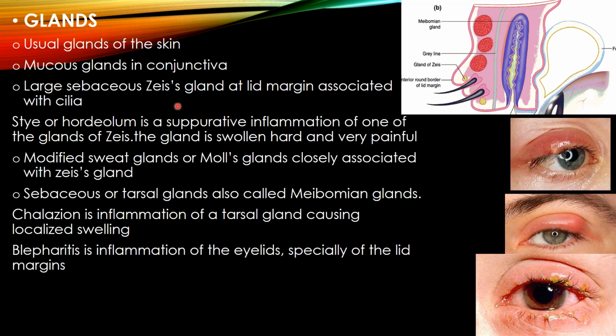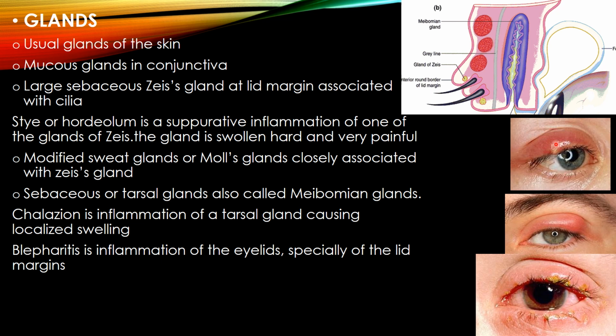Talking about the glands included in each eyelid, it has sweat glands of the skin and the mucous glands in the conjunctiva. The large sebaceous Zeis glands are present at the lid margin, associated with the cilia or the eyelashes. The suppurative inflammation of one of the glands of Zeis is called a stye. The gland is swollen, hard, and very painful.